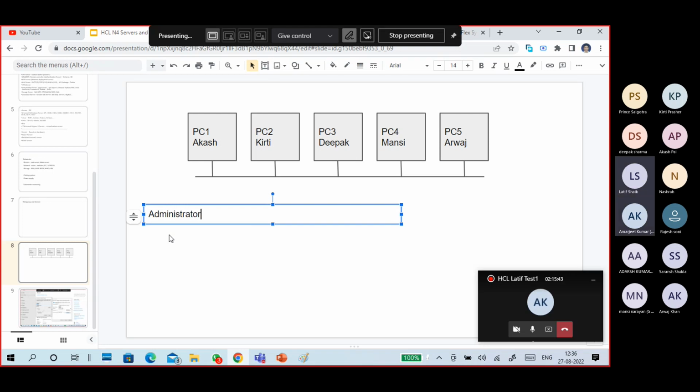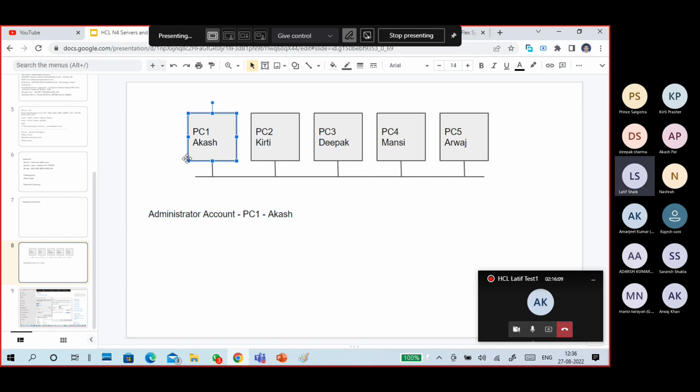Administrator account of PC1 is Akash. Automatically, he is the only one user. There are two types of accounts: administrator account and standard account. For example, PC1 administrator account is Akash. So what can Akash do? What can an administrator account do?